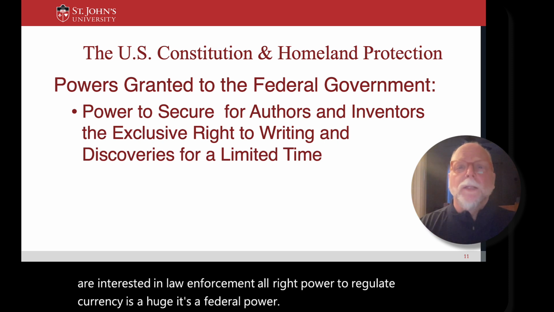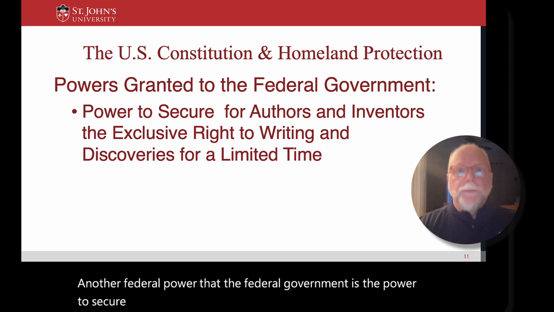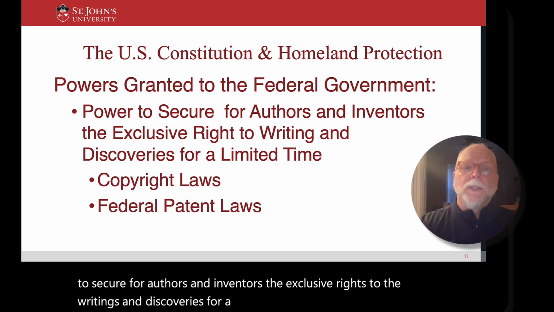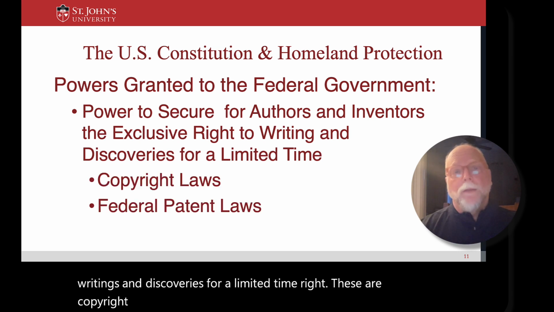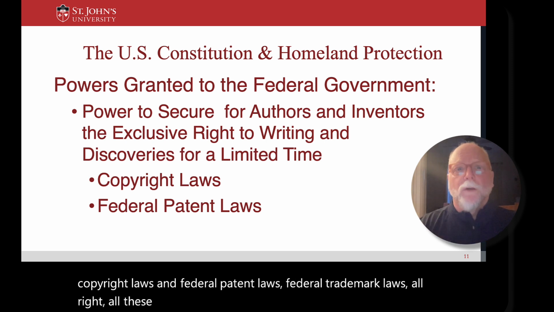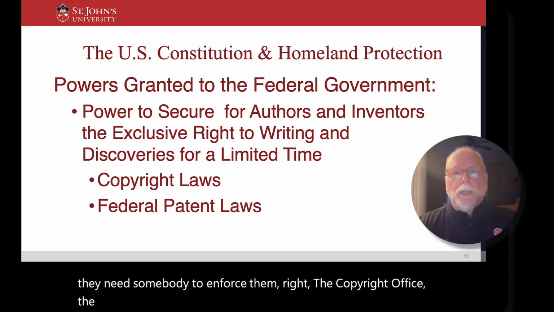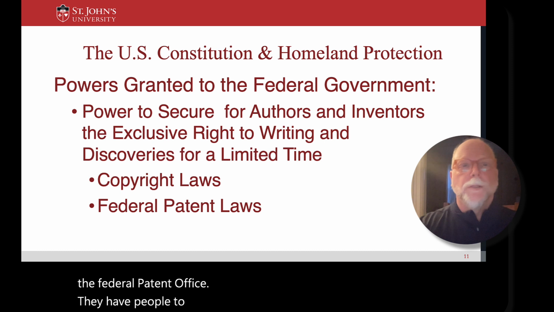Another federal power that the federal government has is the power to secure for authors and inventors the exclusive rights to their writings and discoveries for a limited time, right? These are copyright laws, federal patent laws, and federal trademark laws. All these fall within the federal government's purview, and they need somebody to enforce them. The Copyright Office and the Federal Patent Office have people to enforce these laws.